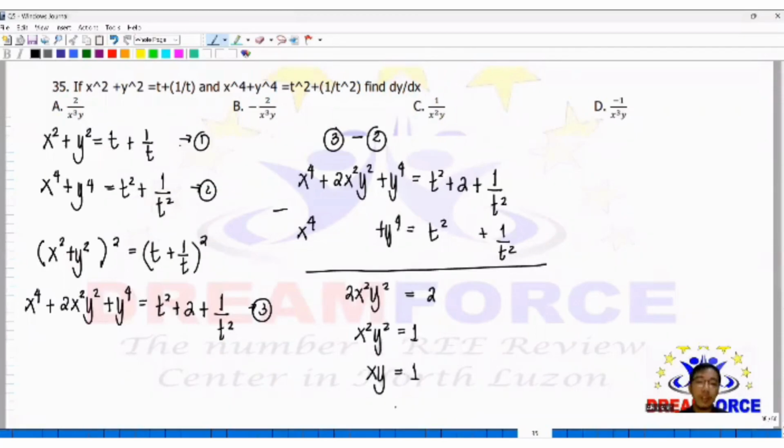Ang tinatanong is dy dx. So, kailangan ko yung y. So, y is equal to 1 over x. So, ano ba ang derivative? Okay, ano ang derivative ng 1 over x? Diba derivative is negative 1 over x squared. Wala sa choices yung negative 1 over x squared. Ibig sabihin, by inspection kasi, kung titingnan mo dito, in terms of x and y yung derivative, hindi lang siya purely x. So, bali, try natin gamitin ito.